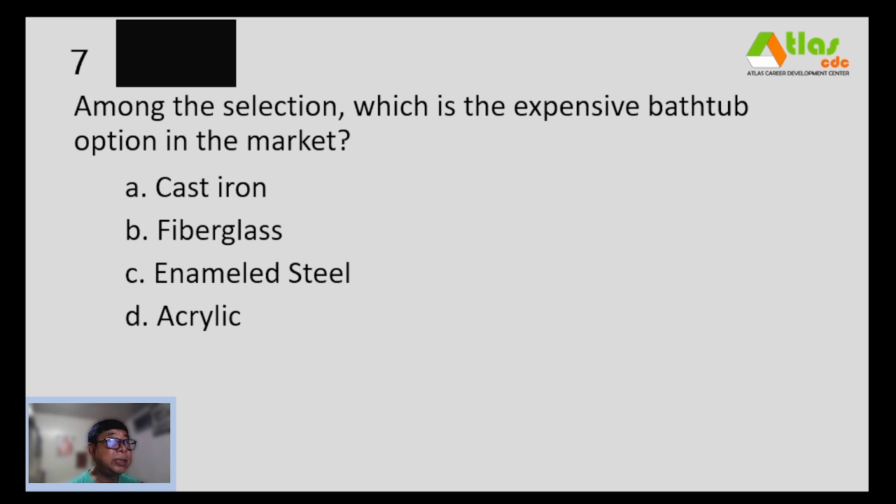Question number 7. What among this selection, which is the expensive bathtub option in the market? A. Cast iron, B. Fiberglass, C. Enameled steel, and D. Acrylic. 10 seconds.